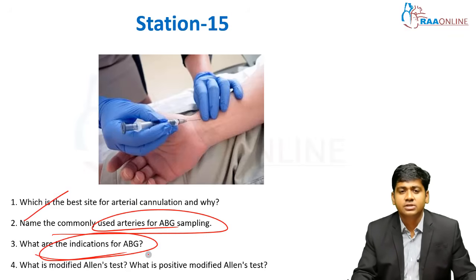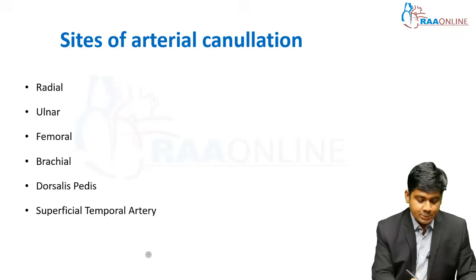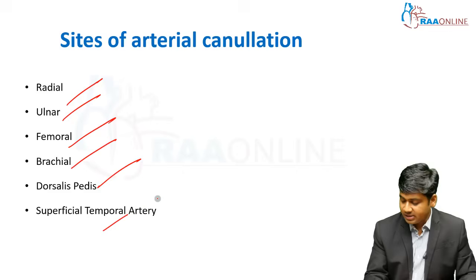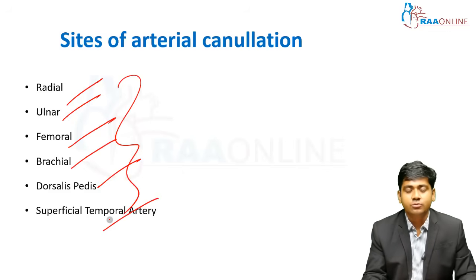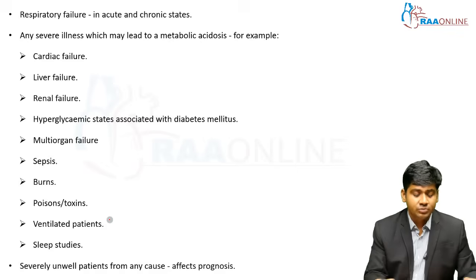So, this is station 15. Okay. Radial, ulnar, femoral, brachial, dorsalis pedis, superficial temporal. Mostly these are the arteries used for superficial arterial cannulations.